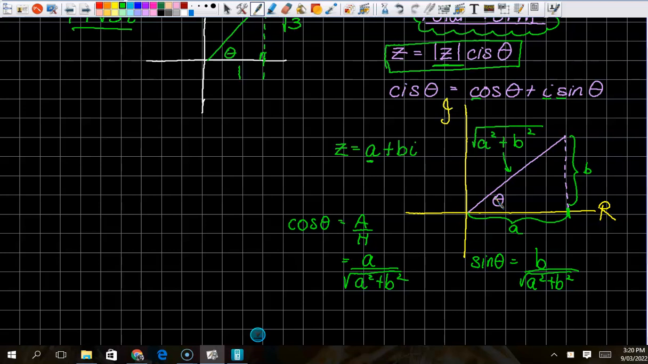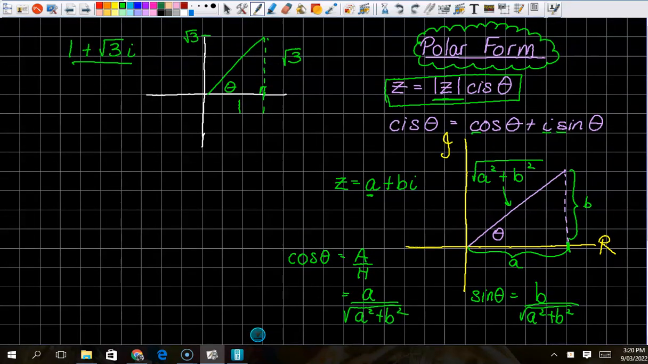Okay? So when we do it with real values, I'll stop because people did want to write actual numbers. 1 plus root 3 i, and we want to write that complex number in polar form. If we did it by hand, we go, okay, we've got 1, we've got root 3. What does that mean the length is, the hypotenuse? 2. Good. Root 3 squared is 3, plus 1 squared is 1, so that makes 4. Square root of 4 is 2.